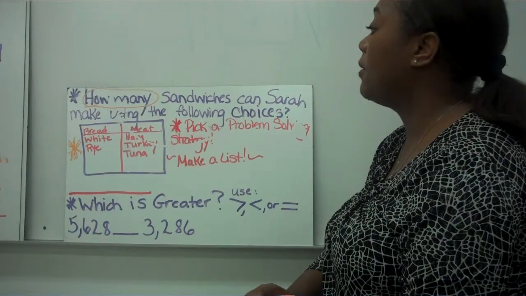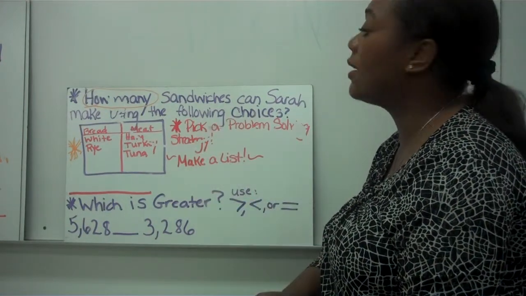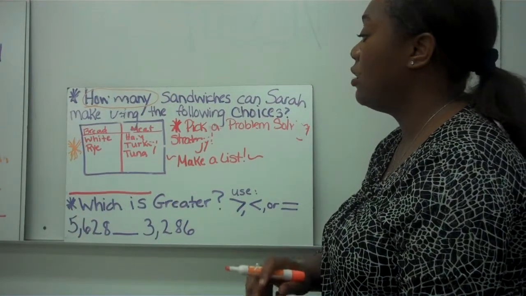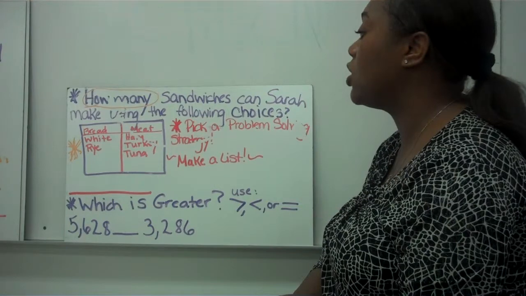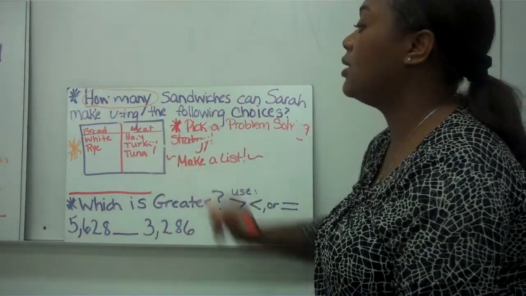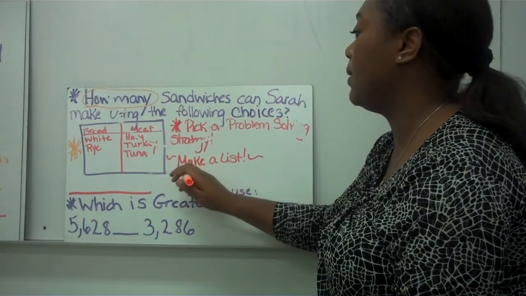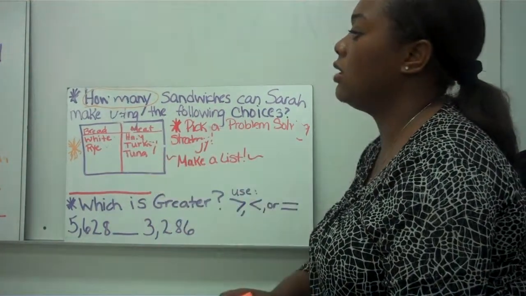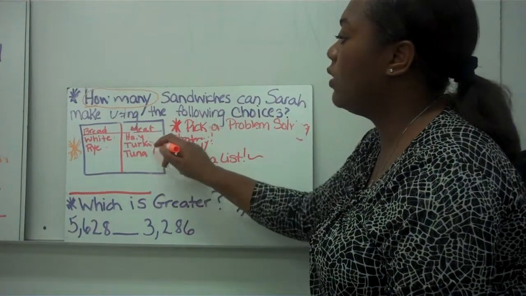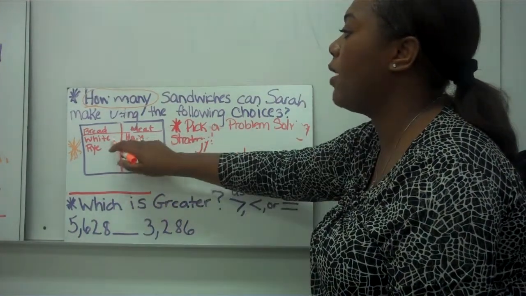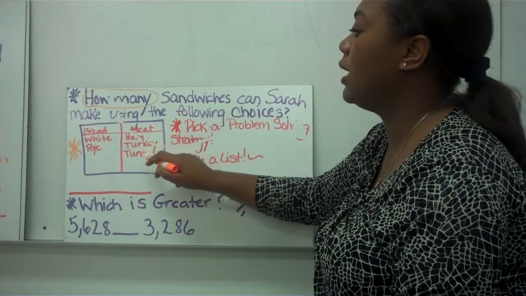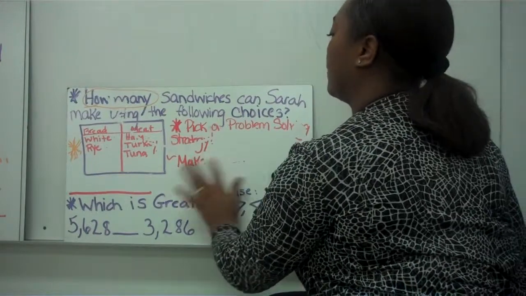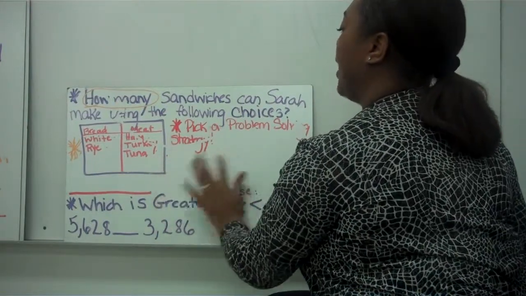Remember there's steps to problem solving that we talked about in class. You can guess and check, you can make a list, you can write a number sentence, you can work backwards. There's several strategies. Remember when you're trying to find combinations, in class we talked about the best strategy would be to make a list. So we have 2 different choices for bread and 3 different choices of meat. We can have white bread and rye bread, or ham, turkey, and tuna.